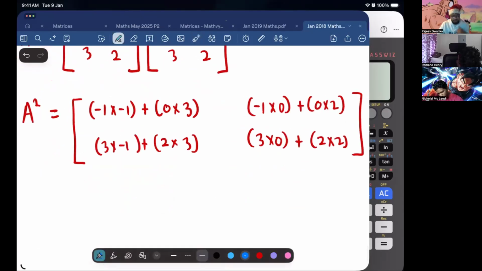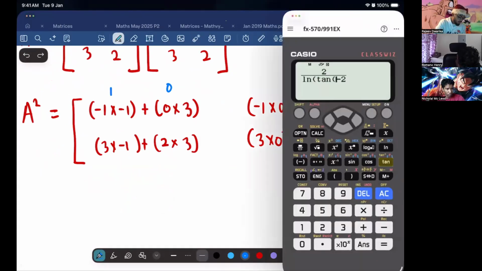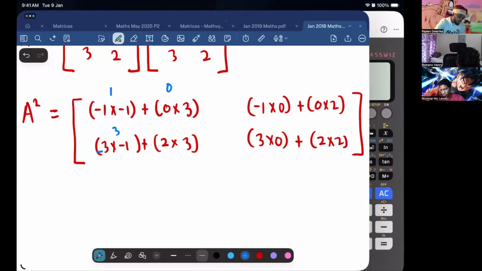What's negative 1 by negative 1? Positive 1. And what's 0 by 3? 0. What is 3 by minus 1? What's a positive by a negative? Negative. So let me show you how we're going to do this. Forget about the sign for now. What is 3 by 1? 3. And a positive by a negative is a negative. That's all you have to do. It's not that hard. Trust me.